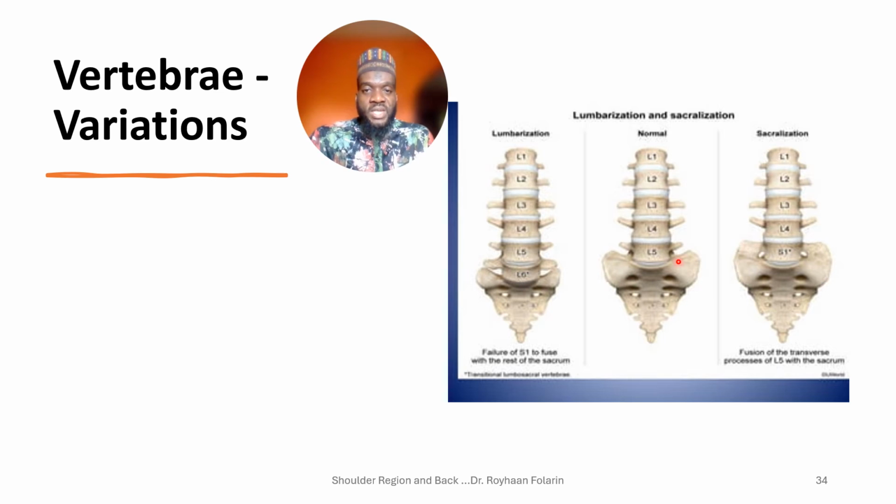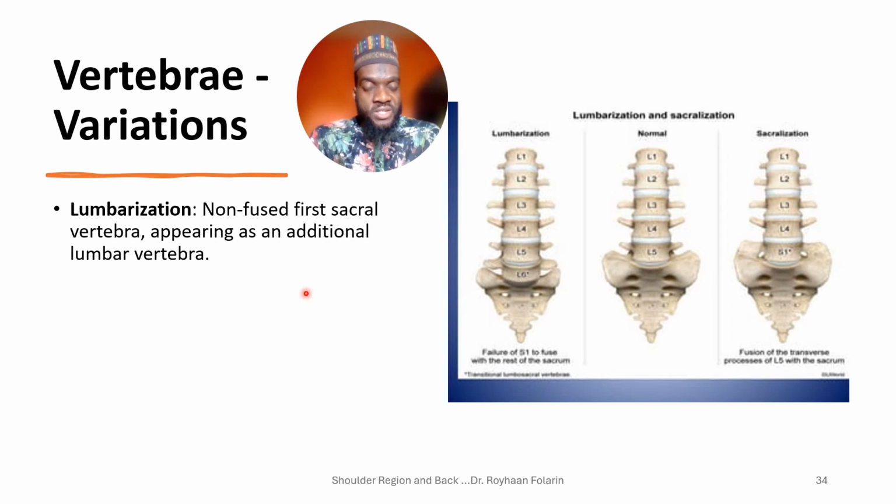And the flip side is that the sacral vertebrae, in this case, take one of the last of the lumbar vertebrae into their own. When you have fusion of the transverse processes of L5 with the rest of the sacrum, then that is sacralization of the 5th lumbar vertebra. That makes it the first sacral vertebra actually. So such an individual will have just 4 lumbar vertebrae, L1 to L4, and 6 sacral vertebrae. In the case of lumbarization, there will be 6 lumbar vertebrae and 4 sacral vertebrae.